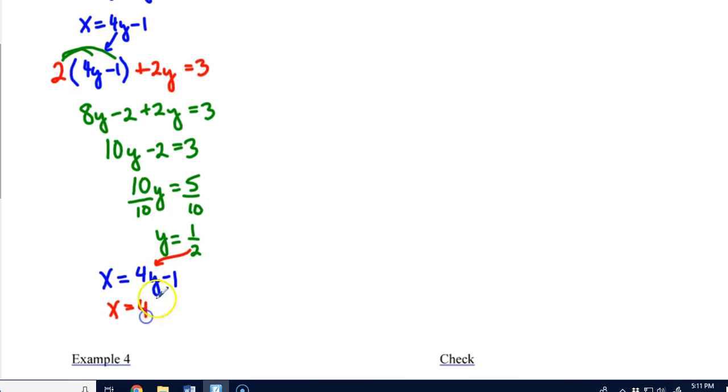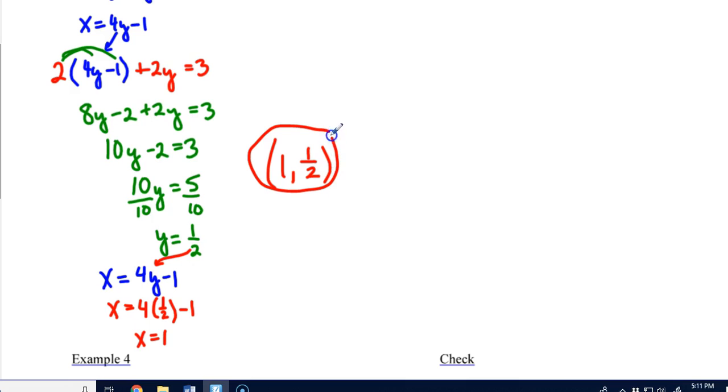So x equals 4 times half minus 1. So let's do some mental math here. Half of 4, well, that's 2. 2 minus 1, well, that's 1. So here I've found out my x and my y. I just need to write them in the proper order. We always put our x first. We think that is the solution.